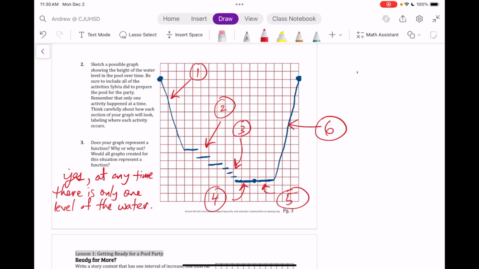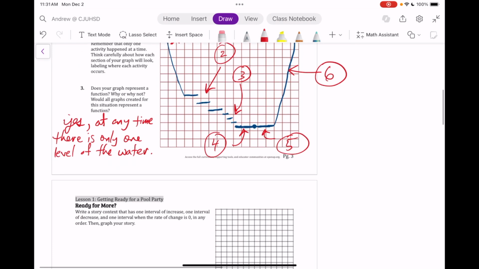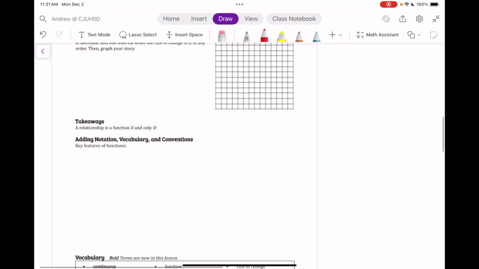Would all graphs created for the situation represent a function? That means if you did it and you drew it slightly differently than me, would that have been a function as well? And you'd have to say yes, because it's still true that at any one time, the water was at a specific level. So under takeaways, a relationship is a function if and only if, well, we already wrote that down. That was the very first thing.